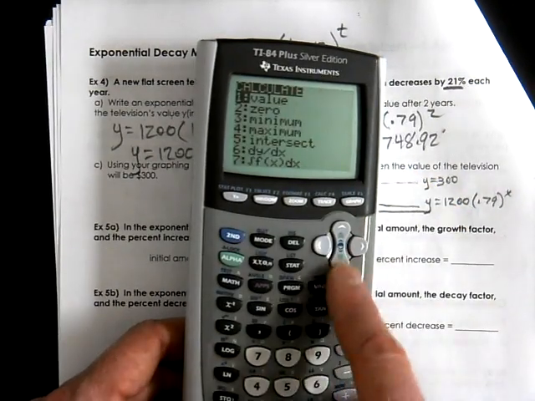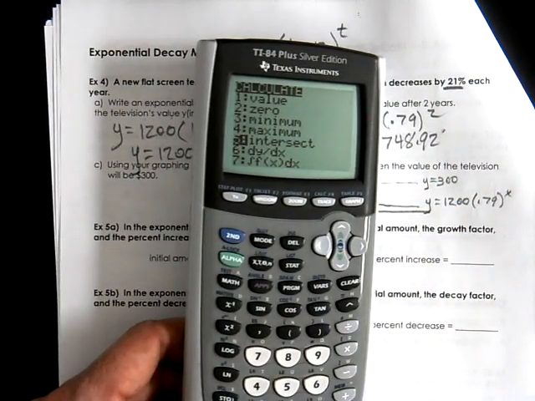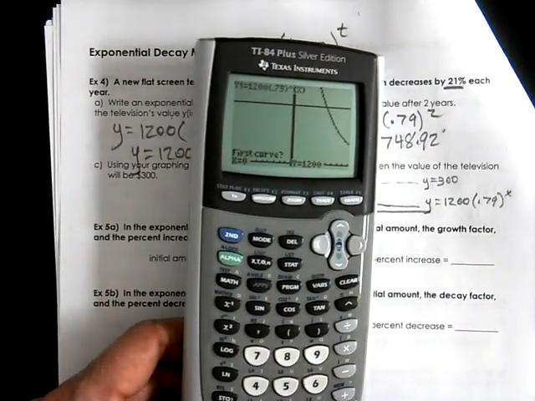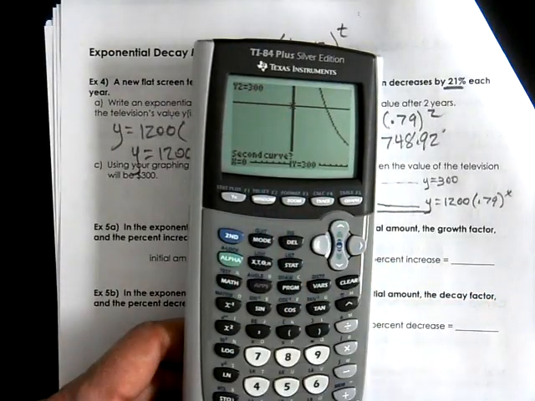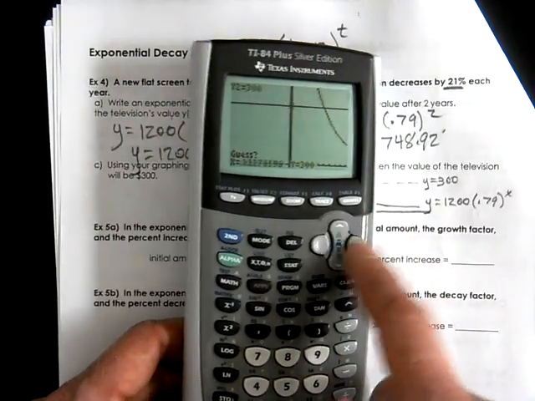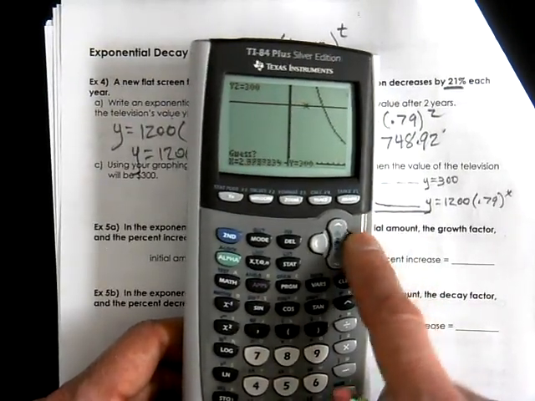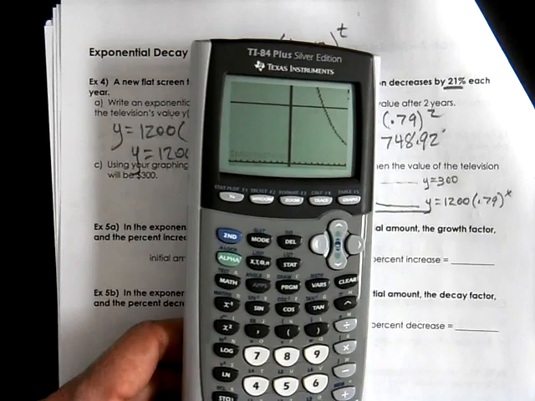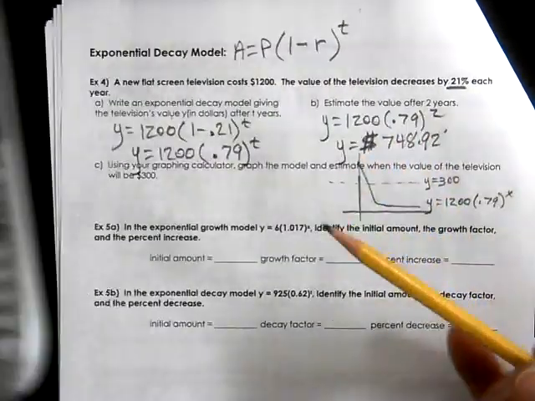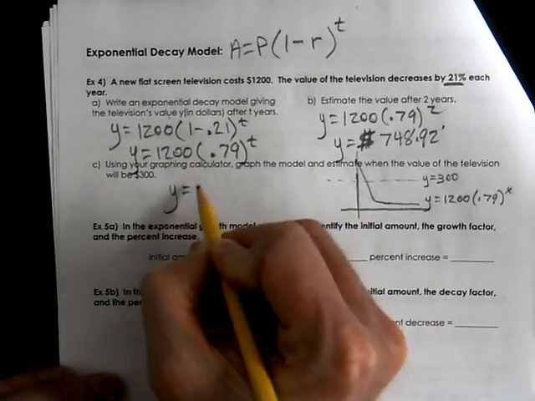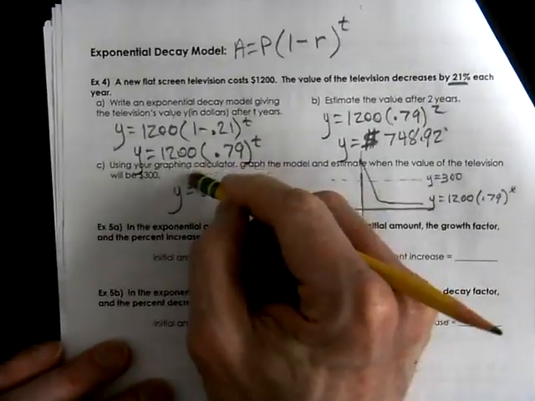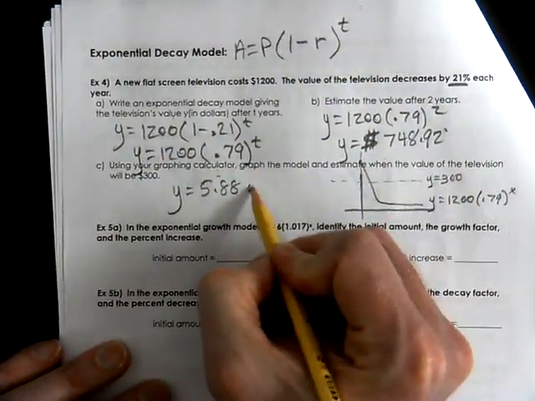So second trace comes down to intersect, number 5. Are these your two equations? That's my first one. That's my second equation. I hit enter. Now it wants you to guess. So you just get close to your answer. It really doesn't matter how close you get. Hit enter. And it tells you 5.88, and these would be years. Not dollars, these are years.